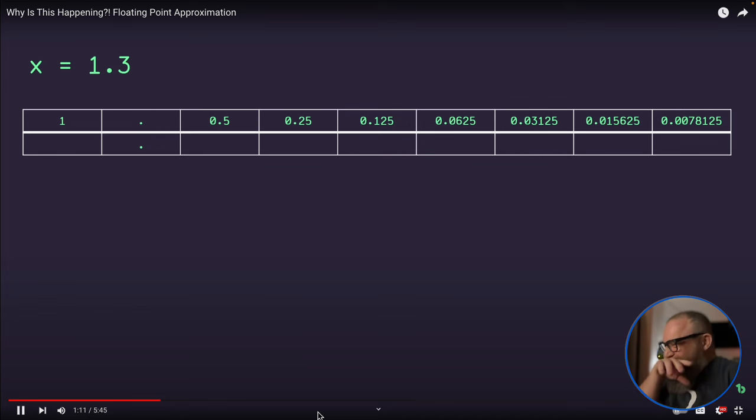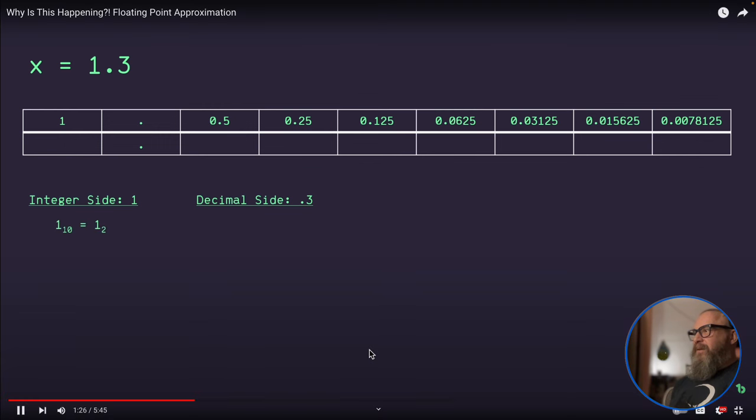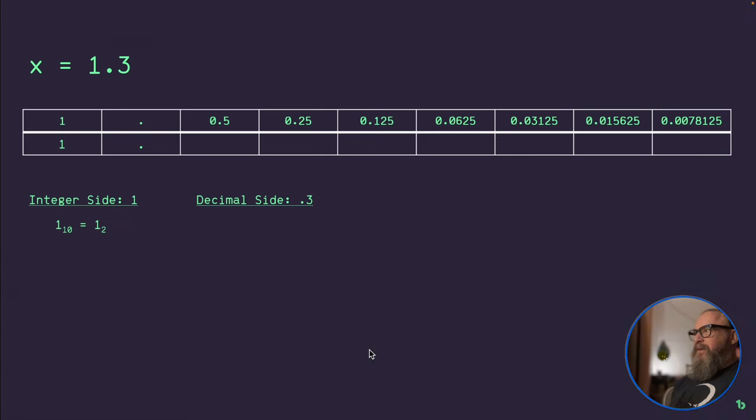The left side of the decimal place is our integer side and the right side of the decimal place is our decimal side. On the integer side, we just have our 1, and on the decimal side, we have our 0.3. Over on the integer side, it's pretty simple. 1 in base 10 is the same as 1 in binary, so we can just set that to 1. And over here on our decimal side, we're going to use a little trick.